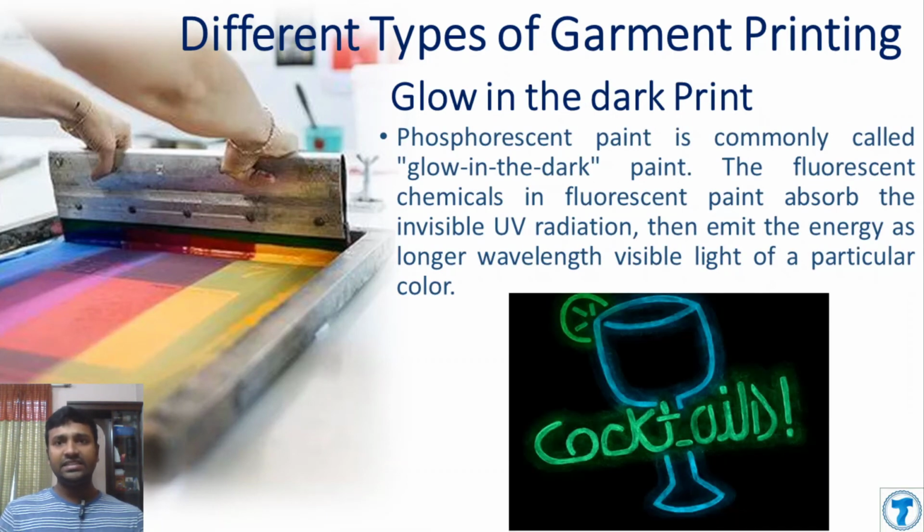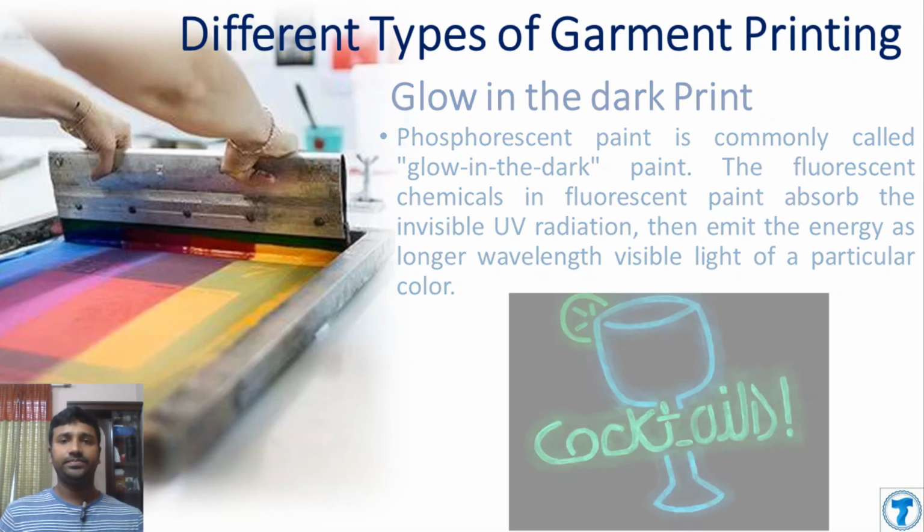Glow in the dark print. It is a very interesting printing method. Phosphorescent paint is commonly used with this glow in the dark print. The fluorescent chemical in this fluorescent printing paste absorbs the invisible UV radiation, then emits the energy as a longer wavelength visible light of a particular color. Then when we see this garment in a dark room or at night, it glows. So it is called glow in the dark print.